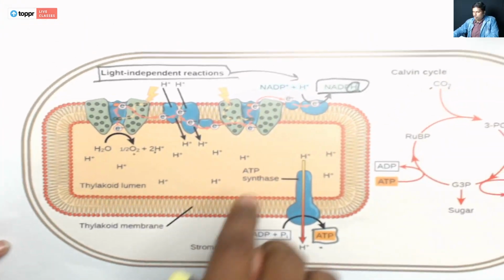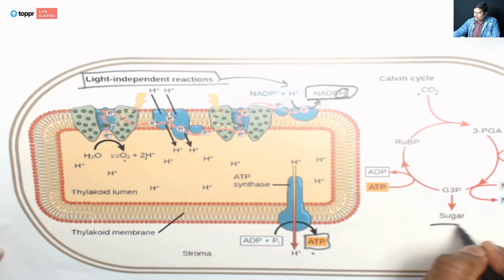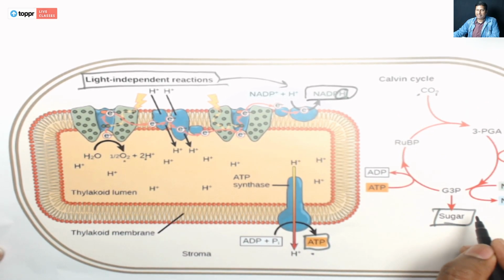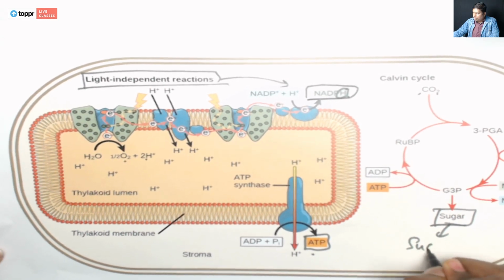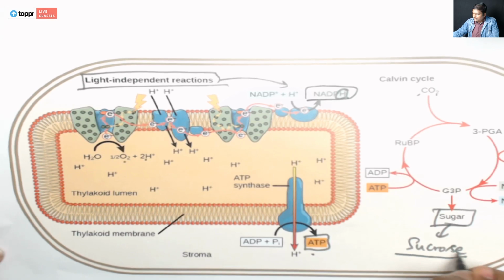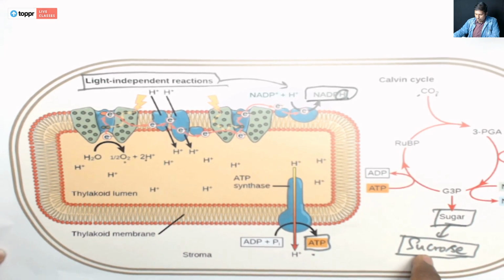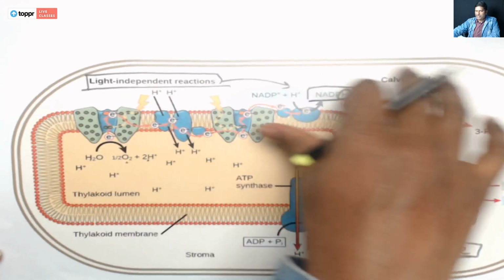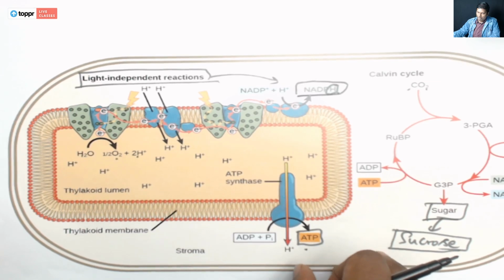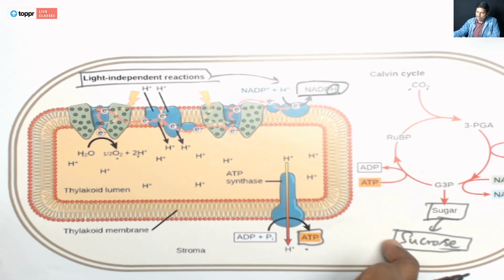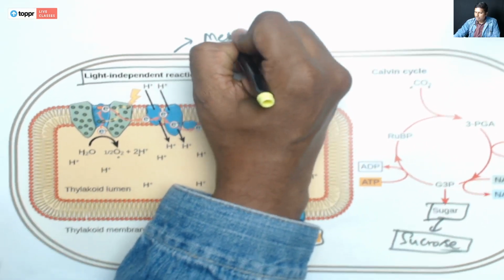Using these two, inside the chloroplast your sugar is made. Basically hexose phosphates are made, and from this the sugar which is made is your sucrose. In most plants the first component that is formed is sucrose. Now this sucrose, where is it actually forming? It is actually forming in the chloroplast, and the chloroplasts are present in the mesophyll cells.